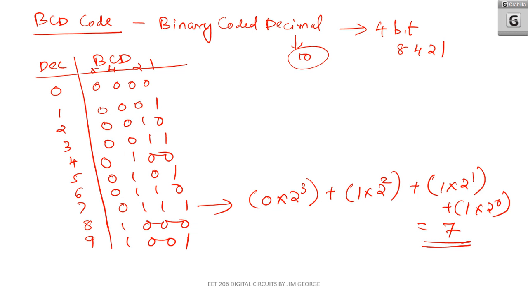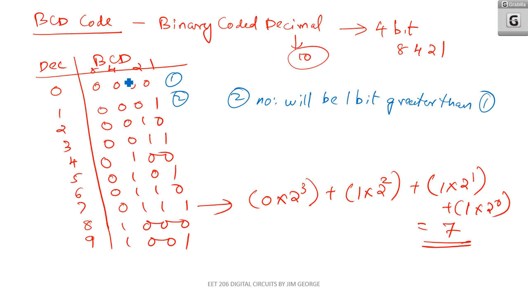Now, what is our question? How does it become a sequential code? So what is a sequential code? See here, this is the first number and this is the second number. The second number will be 1 bit greater than the first one. So this is 0001. This is 1 bit extra.